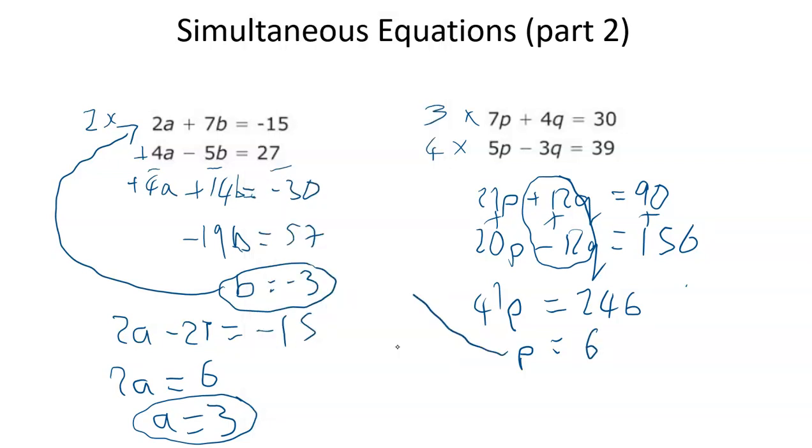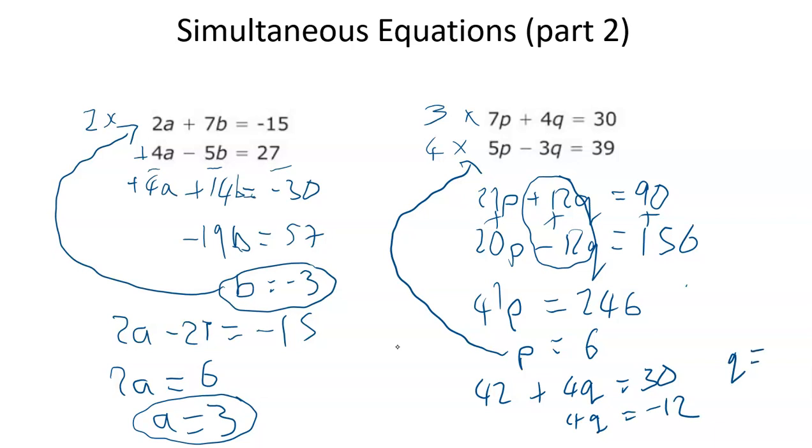And then remember, we can substitute that back in. Now, don't substitute it into your grotty things that you'd made bigger numbers. Put it into one of the originals. Far more sensible. 42 plus 4q equals 30. So 4q is minus 12. So q is minus 3. Okay, and there's our 2 answers.